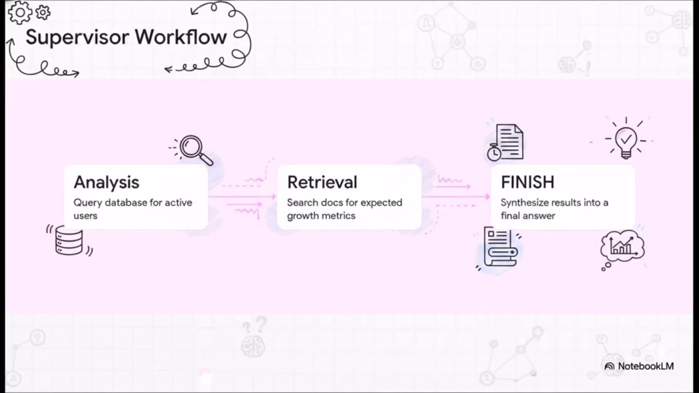Let's look at a concrete multi-source retrieval augmented generation, or RAG, example of the supervisor in action. Step 1. The supervisor router analyzes the user query and routes it to the analysis agent to query an active user database. Step 2. Once it has that data, it routes over to the retrieval agent to search documents for expected growth metrics. Step 3. It routes to synthesize and finish. The router explicitly dictates the sequential workflow. It ensures absolute quality control before ever delivering the final answer to the user.